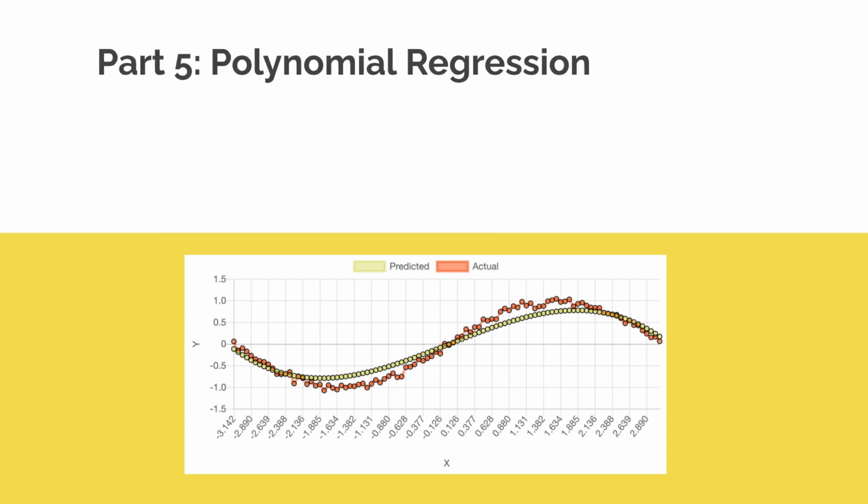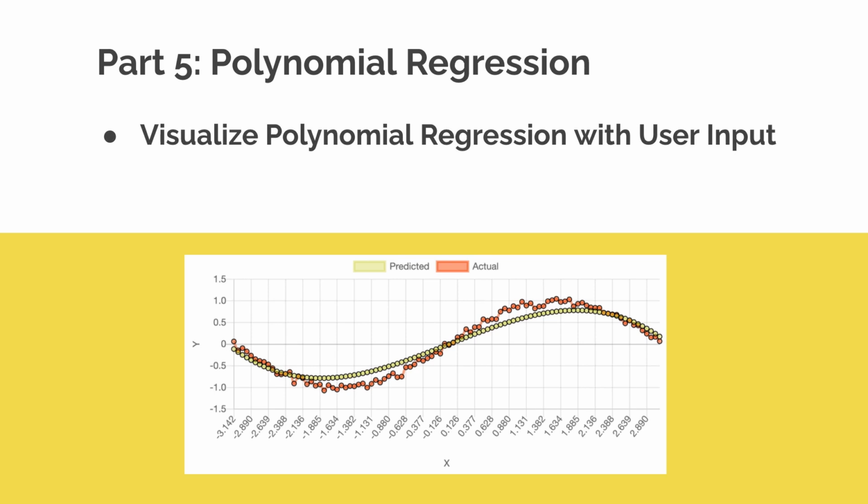Then moving on to part 5, we are going to learn another common machine learning model, which is one step above linear regression in terms of complexity. And this machine learning model that we will build is known as polynomial regression. Our first project is going to be visualizing polynomial regression with a dynamic data set that comes from the user input. For that project, we're going to set up our canvas, set up our model, and then visualize regression.